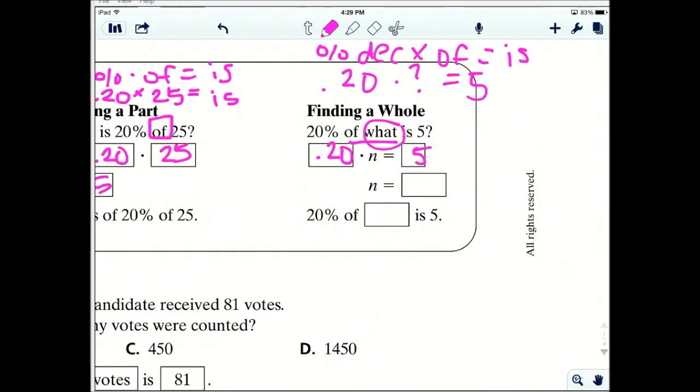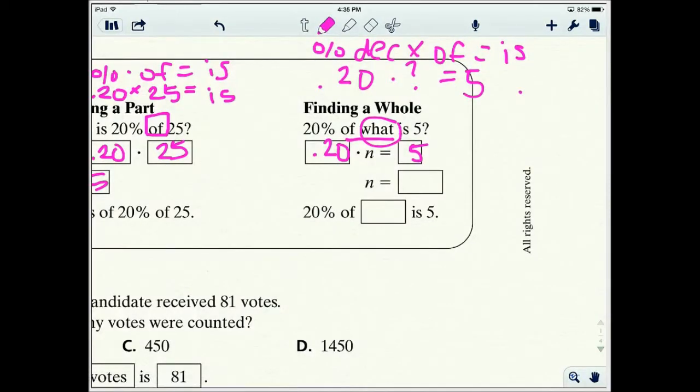And to solve that, I'm going to be dividing. So if I divide both sides by 0.2, I would be getting the correct answer. And so the correct answer ends up being 25. So 20% of 25 is 5.